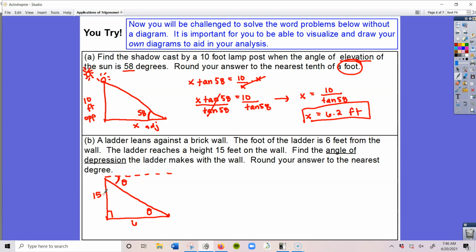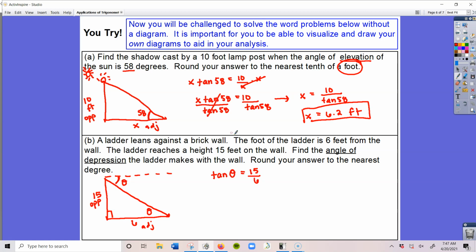So this side here, this 15, this is the opposite side. The 6 is the adjacent. So we're going to use tangent once more. So now the tangent of my angle, which is what I'm trying to find, theta, is going to equal 15 over 6, opposite over adjacent.